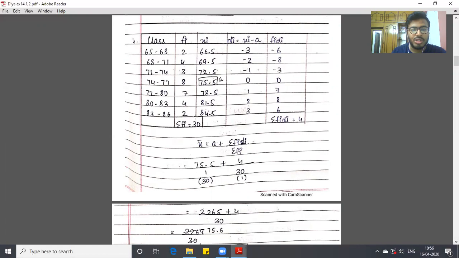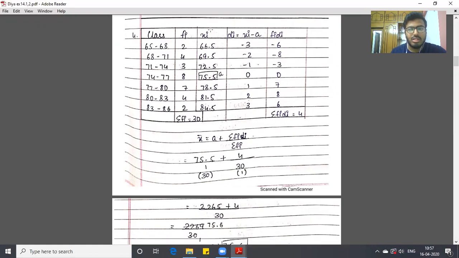If you calculate the fi, you get 30. To find out xi, what will you have to do? Next to each class, the xi is the upper limit plus lower limit divided by 2. So you are calculating the xi's, and you're getting these values. Now from these, you take any one middle value as the assumed mean here.